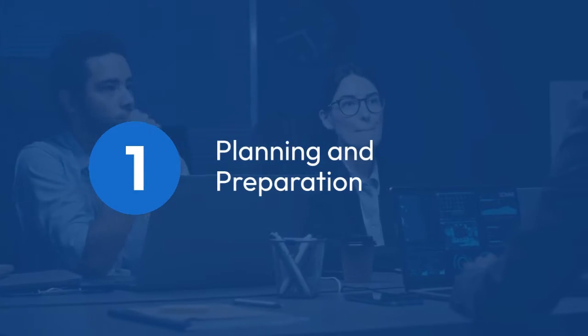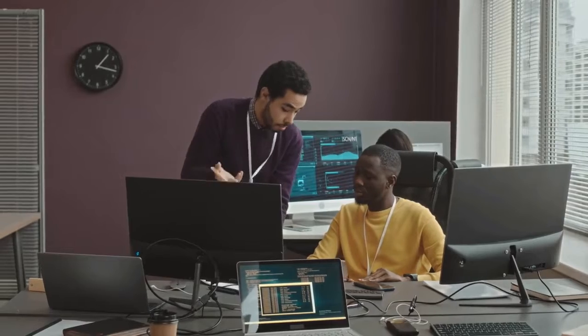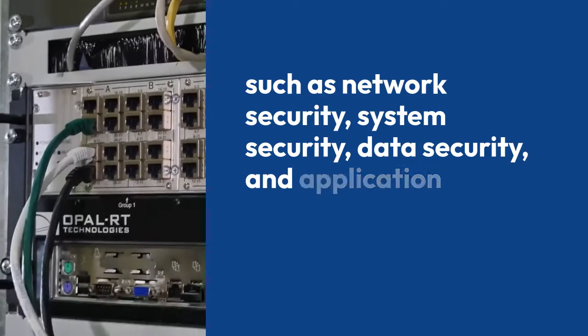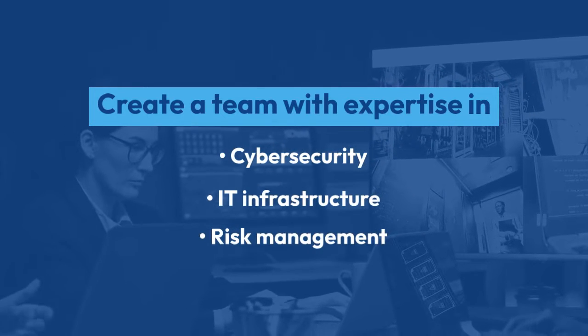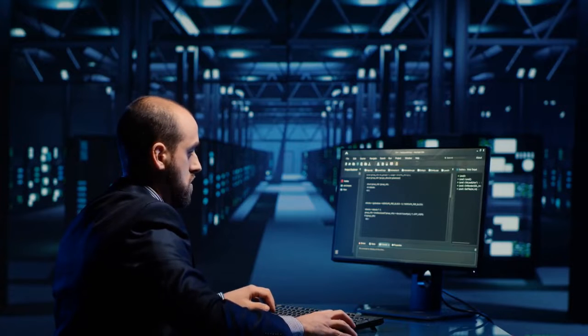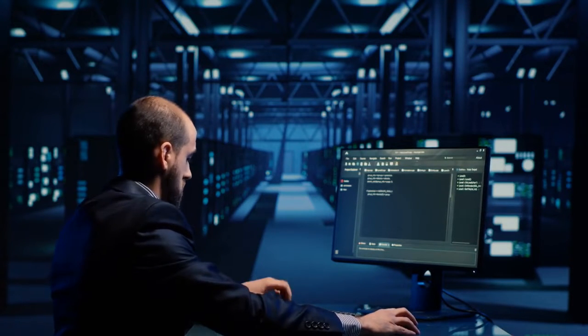1. Planning and preparation. Define the scope and objectives. Clearly outline the areas you want the audit to cover, such as network security, system security, data security, and application security. Assemble the audit team. Create a team with expertise in cybersecurity, IT infrastructure, and risk management. You may also consider engaging external auditors for specialized knowledge and an objective perspective.